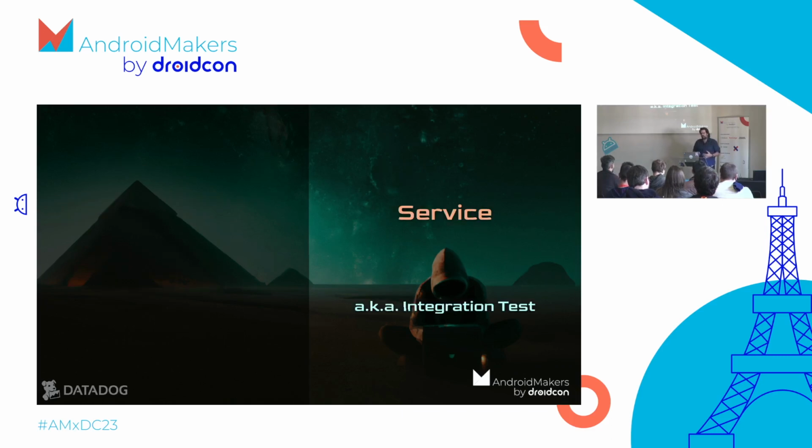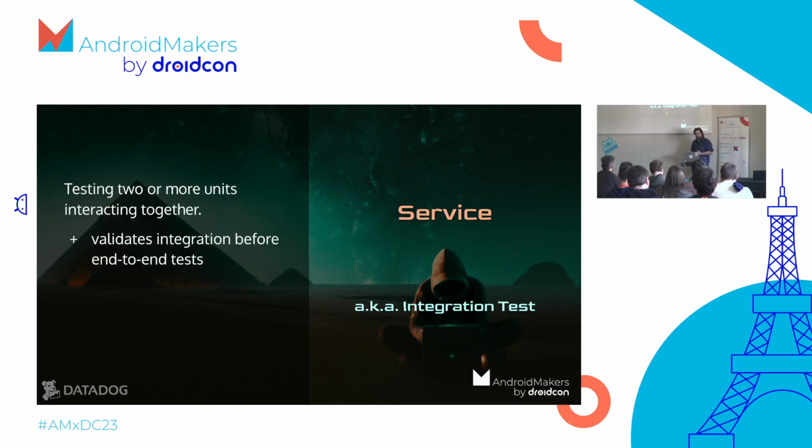Then we have the service layer, which is basically what we can call integration tests. The service layer is where you're going to take a couple of units, 3 or more, and try to test them working together. So testing 2 or more units interacting together is going to allow you to validate the integration before we get to the end-to-end test.